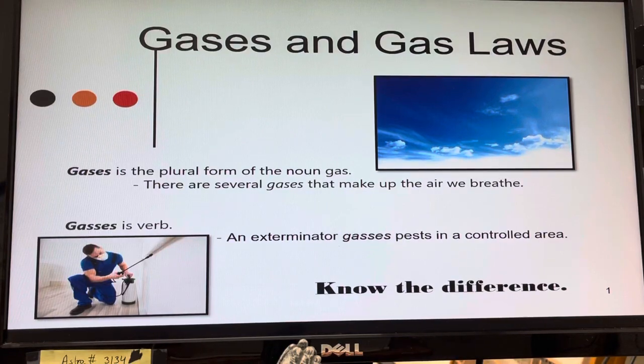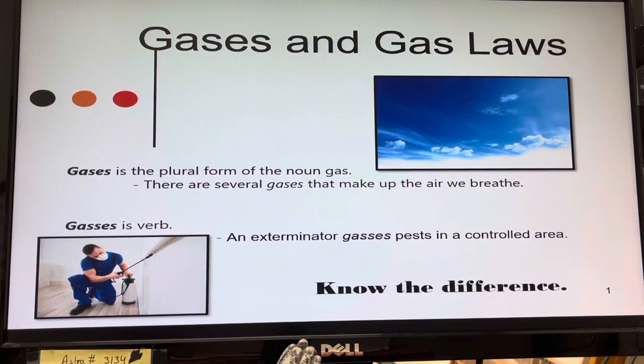Gases and gas laws. Please notice at the top of your notes, you will find a place to write the difference between two very commonly confused words in this class.